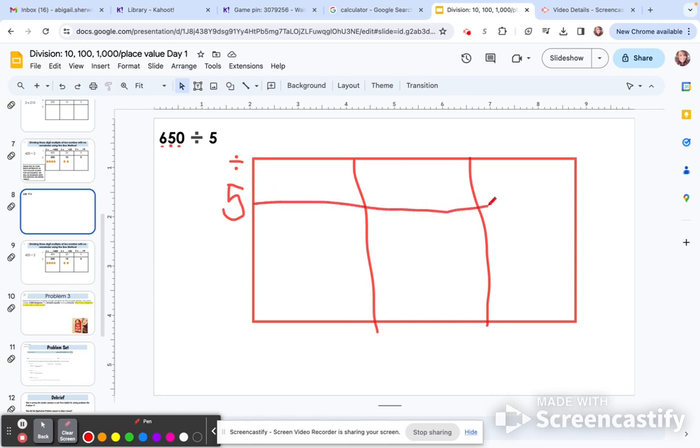I'm also going to draw another little box right here, because this is where I'm going to put my 600, my 50, and my 0. So 600, 50, 0. Now, just like we did the last time, the first thing I'm going to ask myself is, what is 5 times something is going to equal 600?